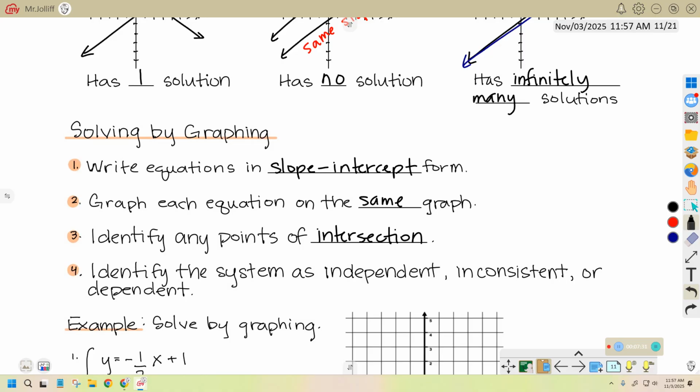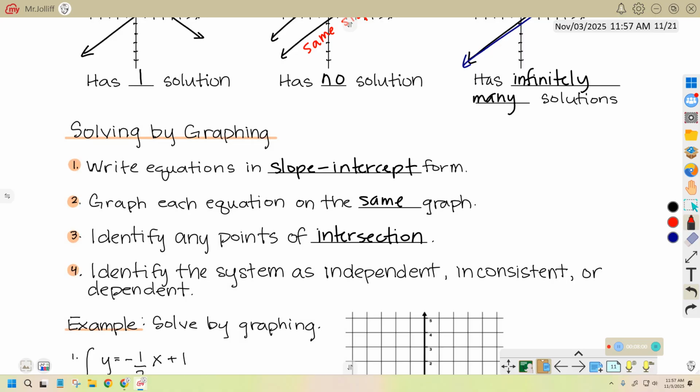Where do the lines overlap? You should state that ordered pair if it's one solution. You should state infinitely many if there's overlap for both lines. They're the same line. You should state no solution if they are parallel and they never cross. You should also identify the system as independent, inconsistent, or dependent.